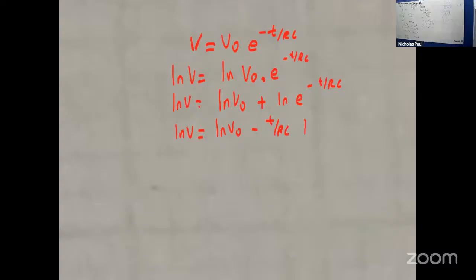So after I put the power in front, we know ln e is what? Ln e is 1. So if I rearrange this, I will end up with minus 1 on RC multiplied by t plus ln v naught. If I just rearrange it, because ln e, that value there, is 1. Ln e is 1.